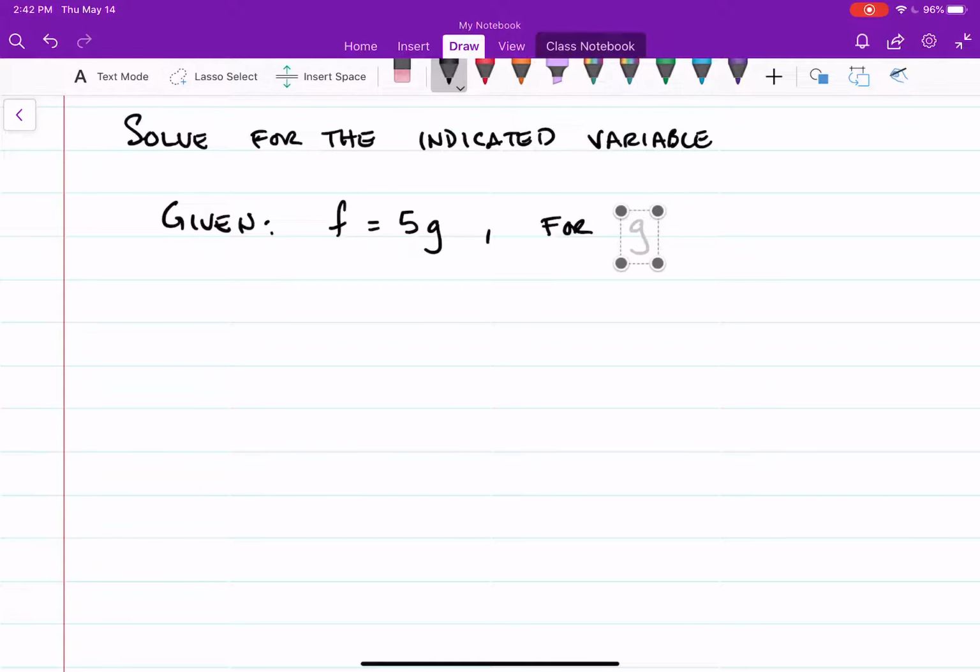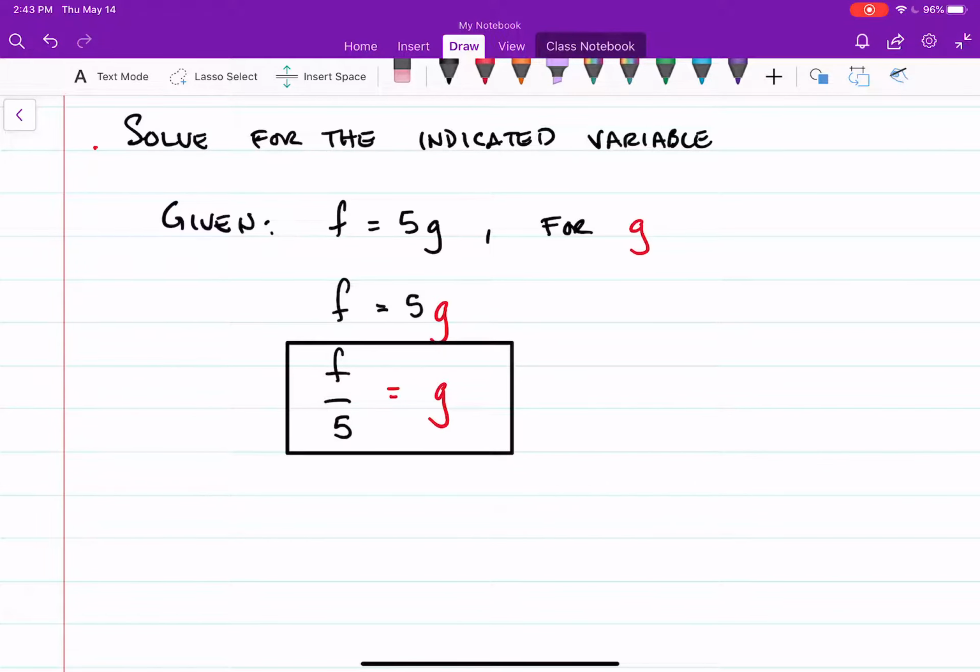I'm going to rewrite this as F is equal to 5G. I want to get G by itself, so what do I do? I divide both sides by 5. So G is going to equal F divided by 5. And that's it. So yes, it looks different, right? It looks very different, and you're probably pretty scared of it, but it really isn't a big deal, okay?